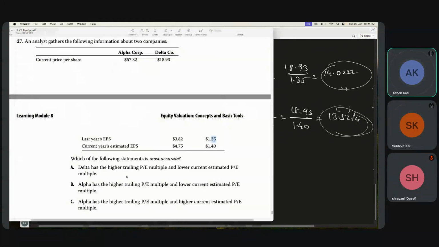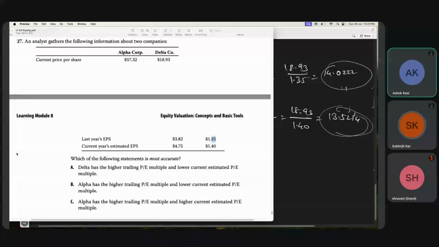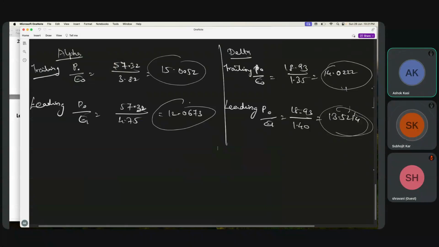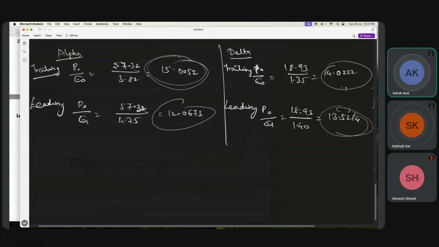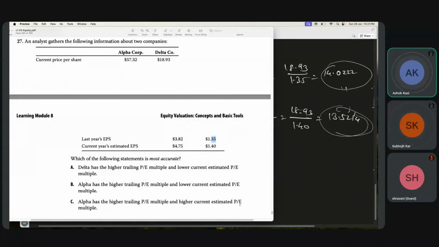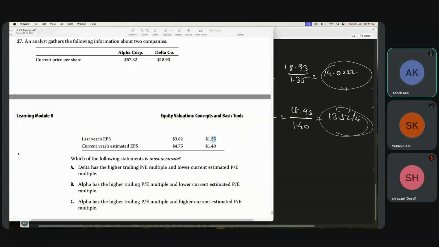Okay. Then Delta has higher trailing PE multiple. Alpha has higher trailing PE multiple and lower current estimated PE multiple. This is also correct only then. Alpha has higher trailing PE multiple and higher current estimated PE multiple. So it won't be C. So between A and B.